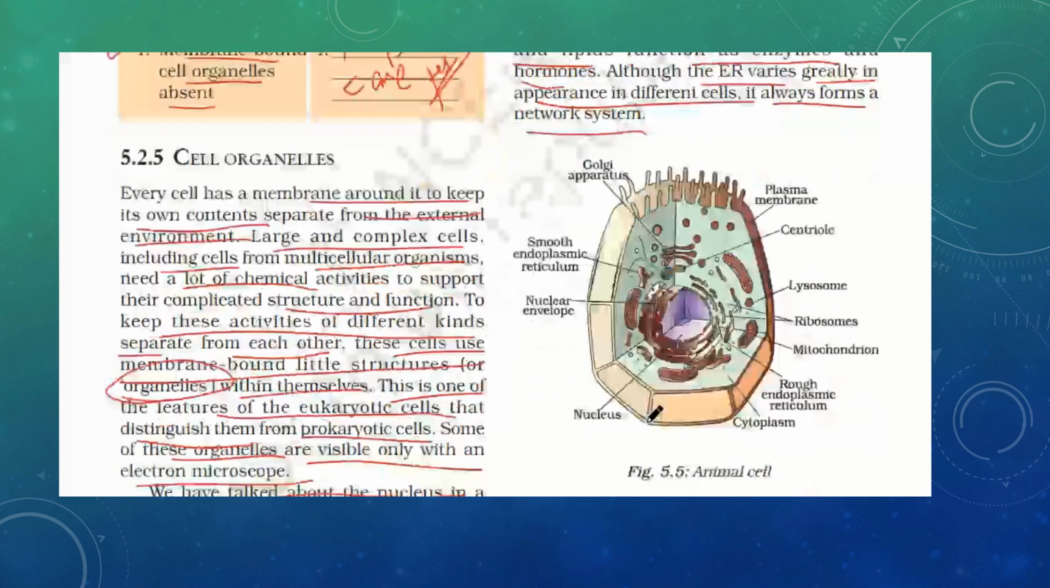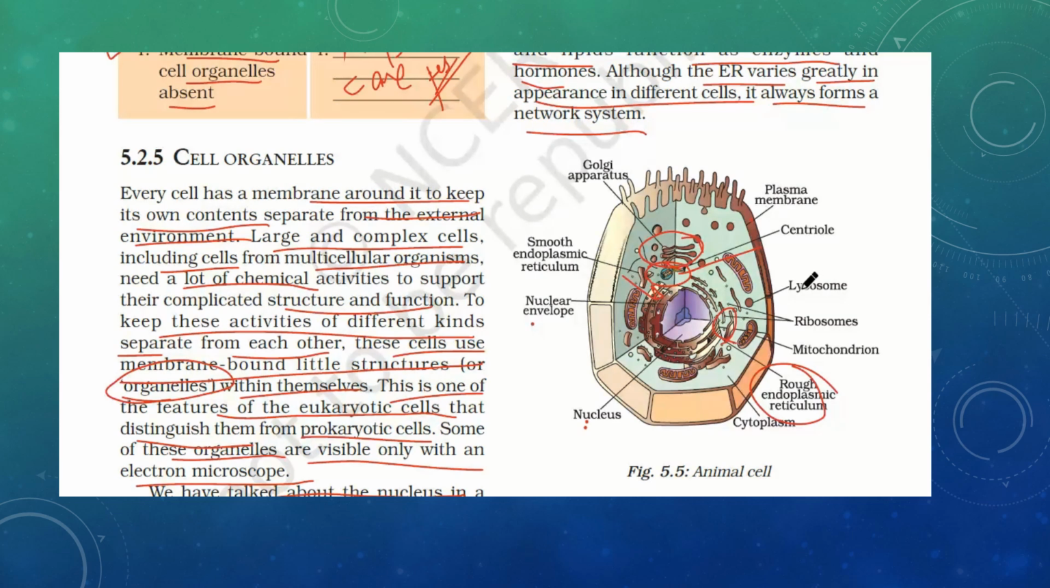So let us see here. So this is the animal cell. This is the Golgi apparatus. This is the plasma membrane. This is the centriole part. This is smooth endoplasmic reticulum, and this is rough endoplasmic reticulum. They have ribosomes on their surface. So this is the nuclear envelope. This is the nuclear envelope. Now this is the nucleus. This one is the nucleus, and this is the nuclear envelope, right?